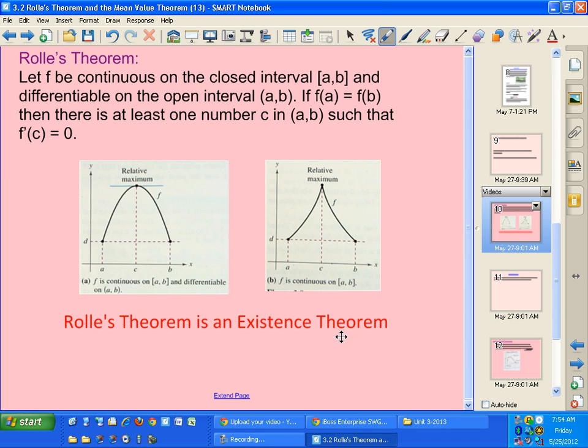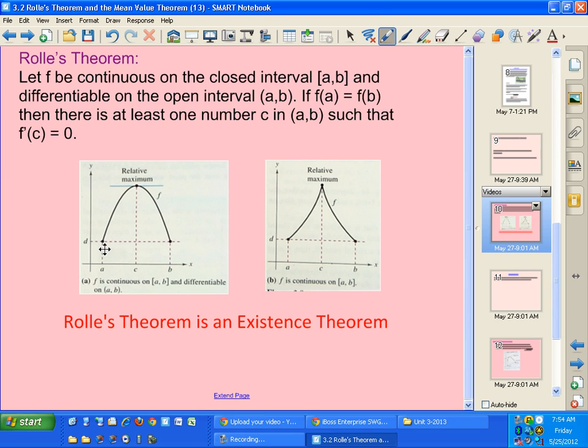When you're using Rolle's theorem, you're not trying to prove what the value is. You try to prove that there is a value there, and you're just trying to show that the value does exist. Then it takes more work, outside of Rolle's theorem, to show where the maximum or minimum is. That's what we're really talking about.